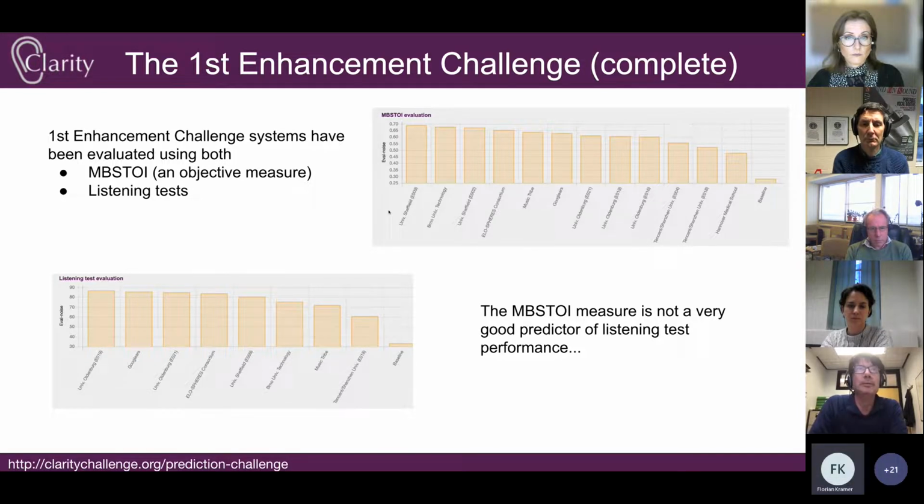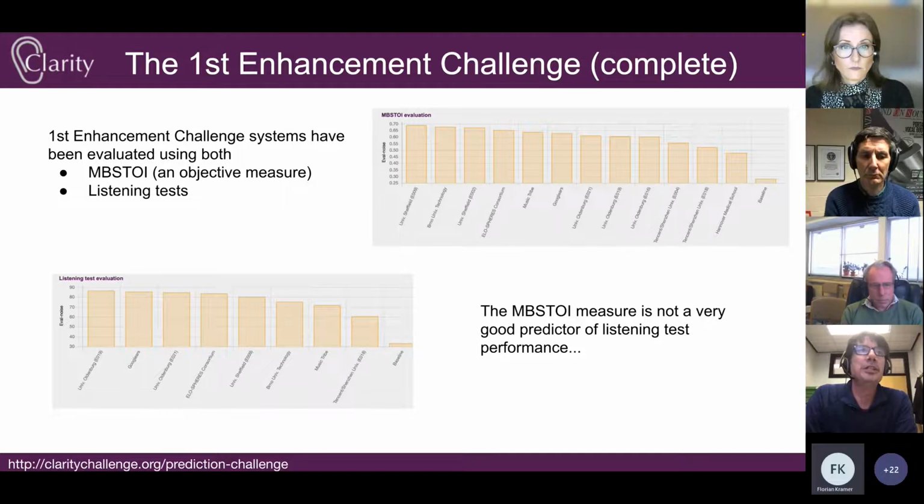Over a large number of listeners. And below, you can actually see listening test evaluation scores. And what we found, which is not surprising and what we kind of expected, is that MB story, the measure we're using, is actually not a very good predictor of the listening test performance. So not at the sentence level, not even at the system level.